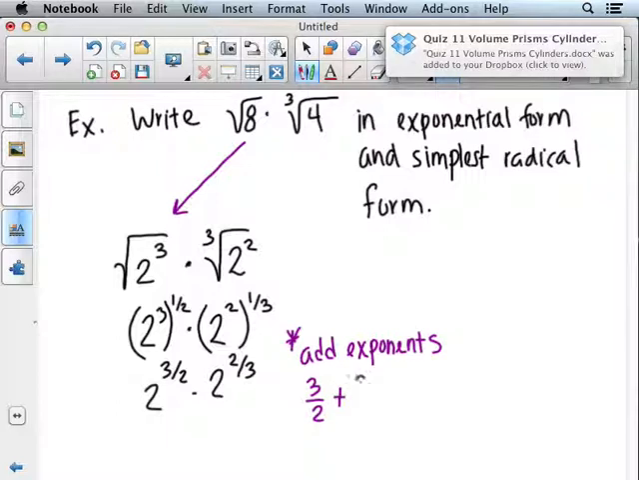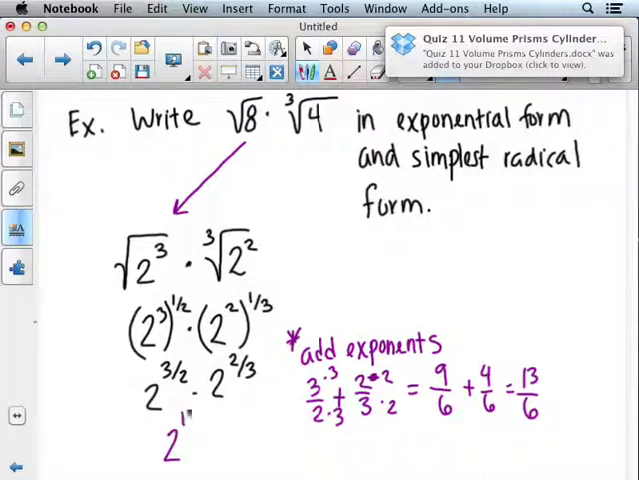3/2 plus 2/3, get a common denominator. So times 3 times 3 times 2 times 2, oops, that's 9/6 plus 4/6, which is 13/6. So this becomes 2 to the power of 13/6. And here is your answer in exponential form.